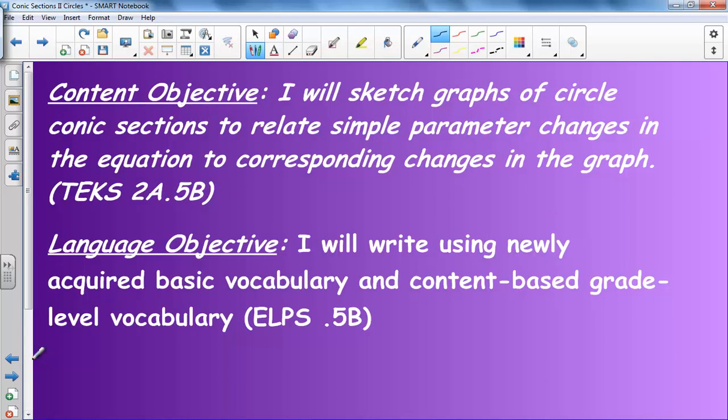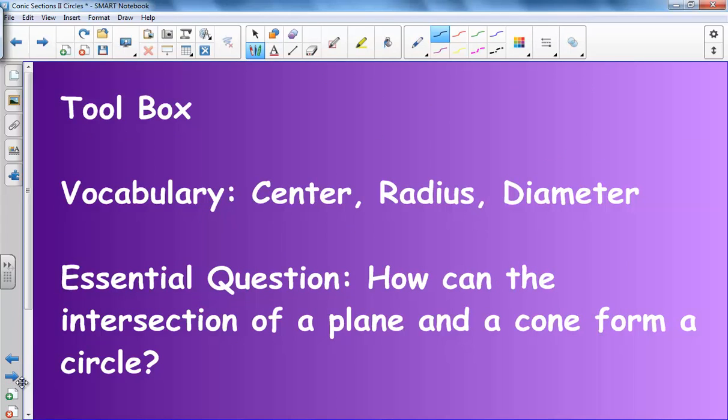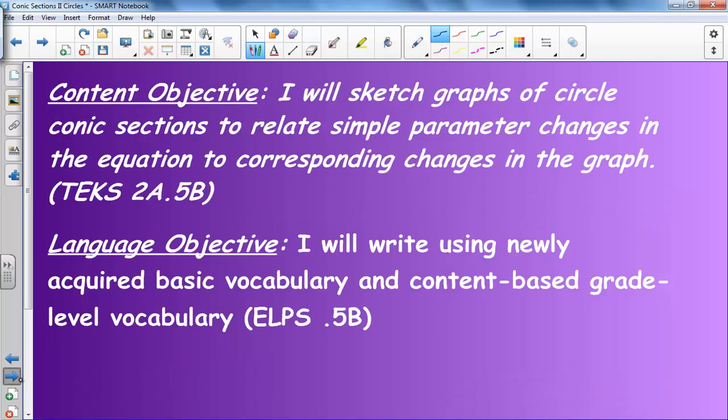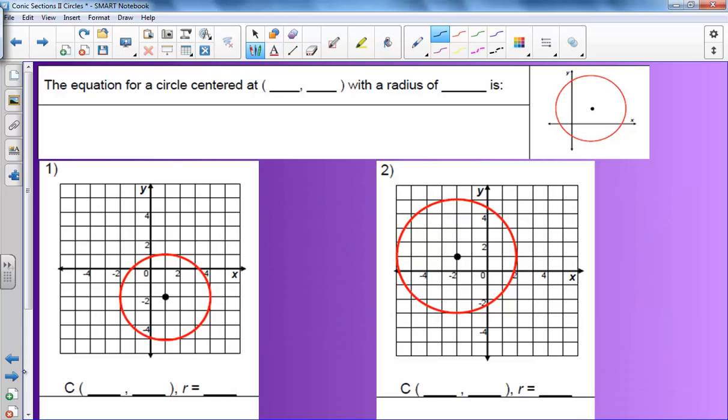So our content objective here is to be able to sketch graphs of circles and relate the parameter changes h and k to the equation and to the changes in the graph, and to be able to use the vocabulary that we're discussing in this lesson correctly. Some vocabulary familiar to you: center, radius, and diameter. And our essential question is to be able to explain how a circle is formed by intersecting a plane and a cone, and that's what we just discussed, that it has to be parallel. So that's the essential question that you need to remember for this lesson.